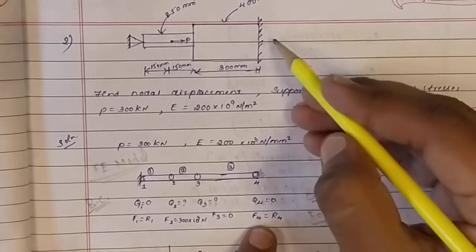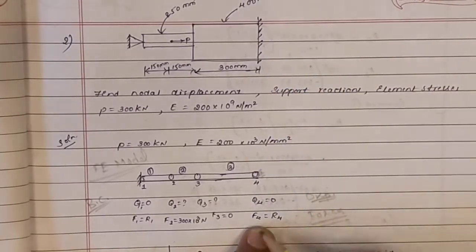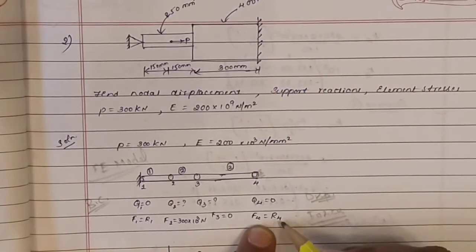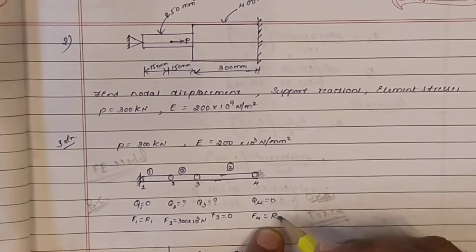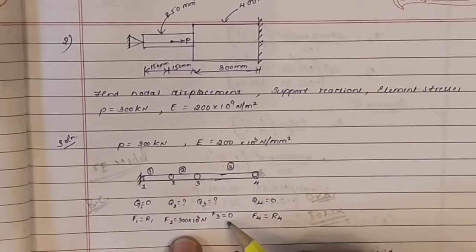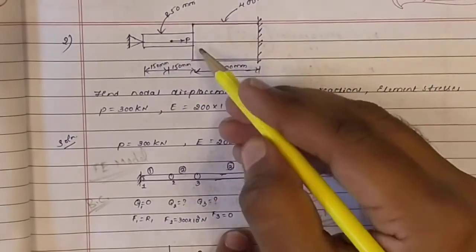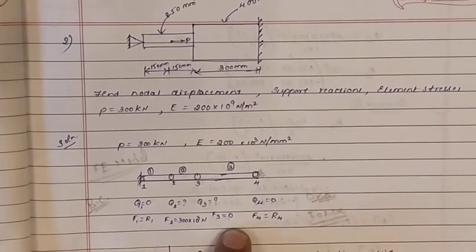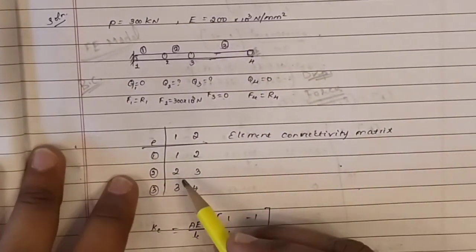Coming to F4, there is no force given, but it is fixed. Since it is fixed, there will be some reaction force. So write R4. Or in simple terms, wherever there is 0 in the Q, write the reactions. And at the other places, if a force is given, write the force given. If the force is not given, write it as 0. As simple as that.